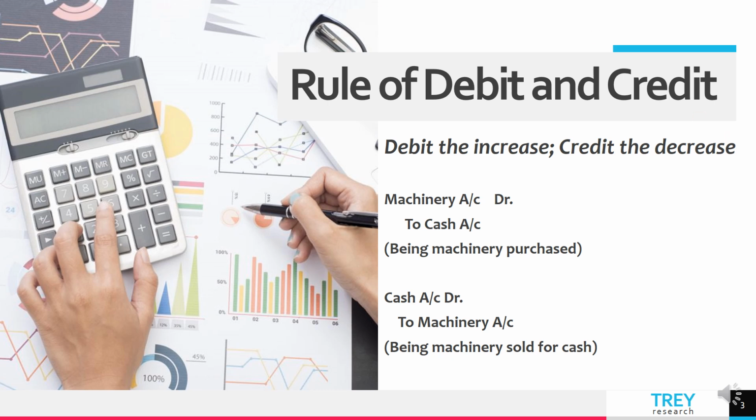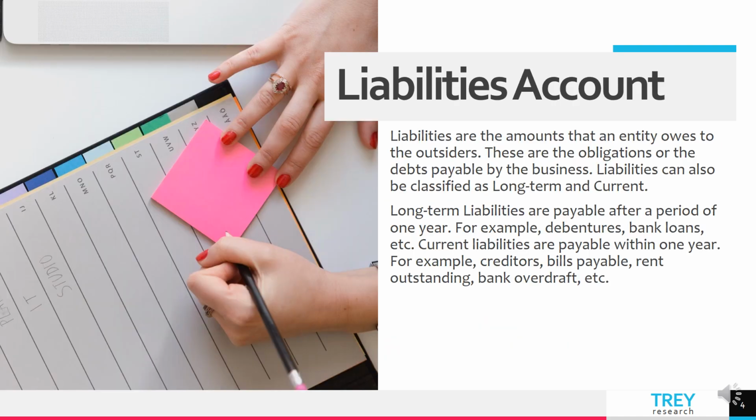Now, we are going to learn about the liabilities account. In order to understand what a liability is, let me take an example. Suppose I purchase some goods from you on credit. On credit, that means I need to pay an amount of money for those goods in future. So I am your debtor, you are my creditor. This much is clear, I hope.